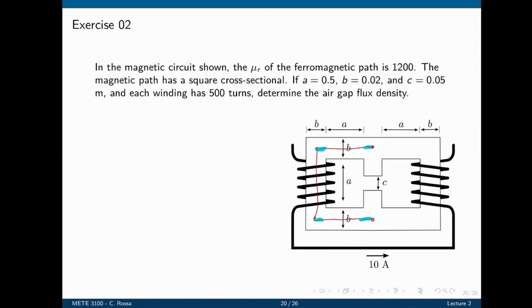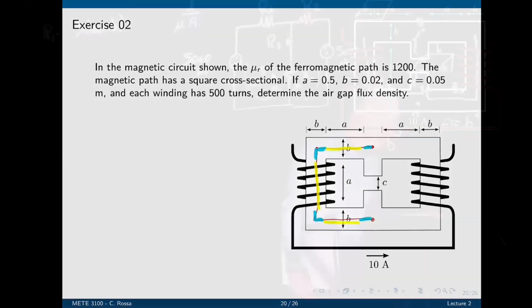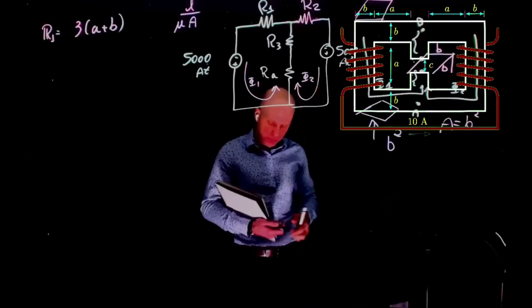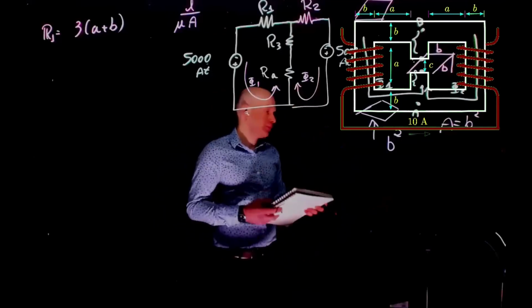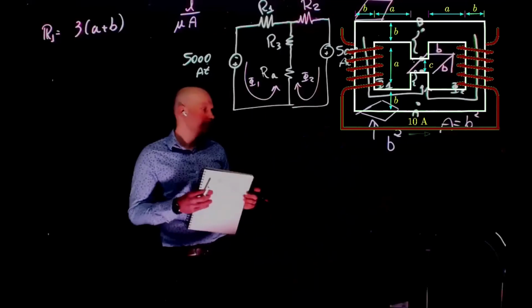And then you have another B. So 3B plus 1A, 2A, 3A. So 3A plus 3B. Is that okay? 3A plus 3B. Yeah? Let me go back.